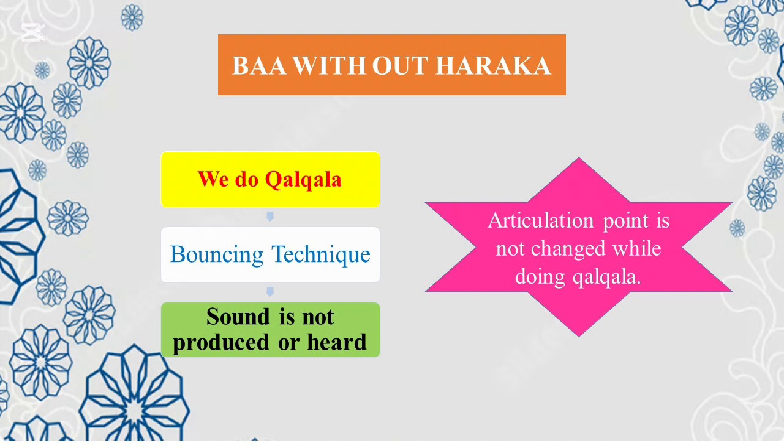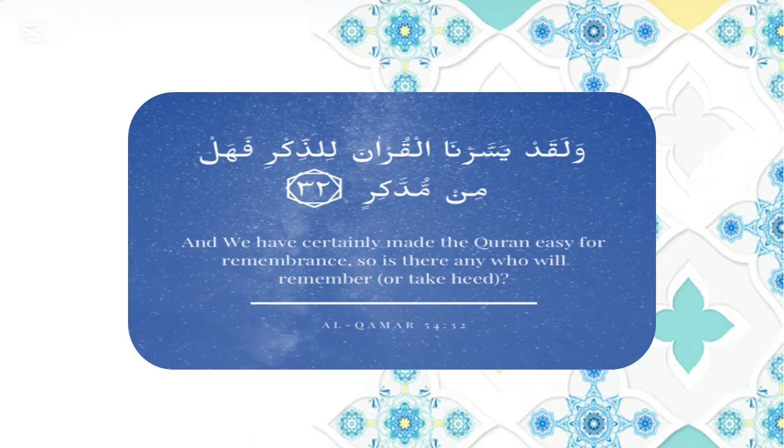Before we end today's session, let's summarize all the ba sounds. Ba, bi, bu, abba and ab. And that brings us to the end of today's session.